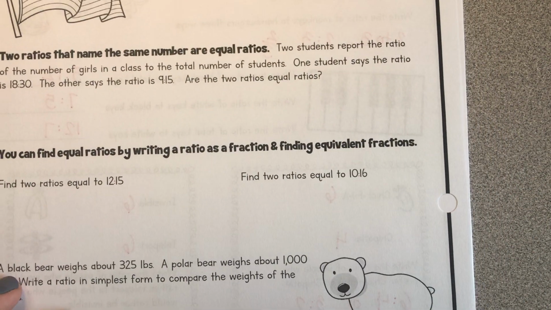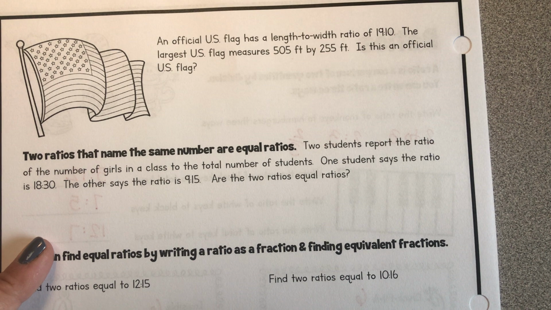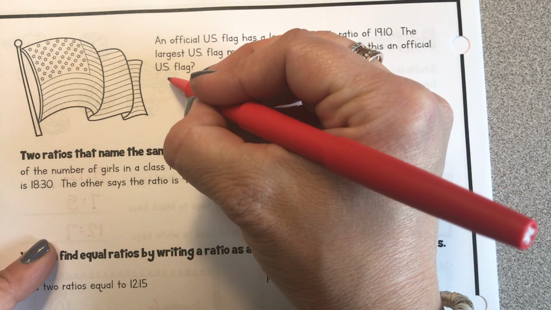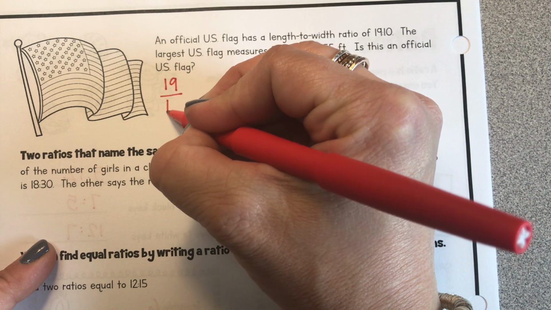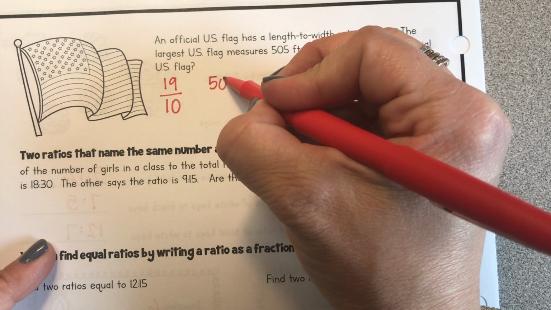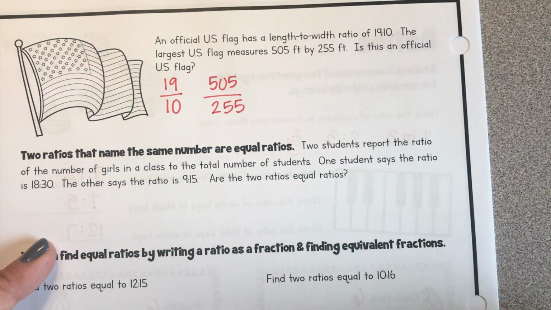Okay, on your next page, it says an official U.S. flag has a length to width ratio of 19 to 10. The largest U.S. flag measures 505 feet by 255 feet. Is this an official U.S. flag? Okay, so if the ratio is 19 to 10, and our flag measures 505 to 255, what we want to know is whether these are the same ratio.